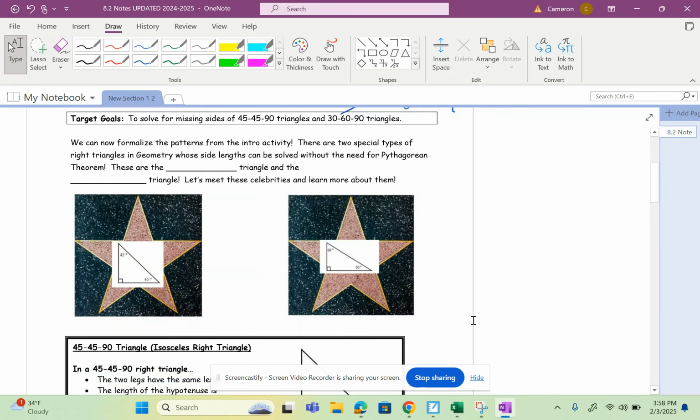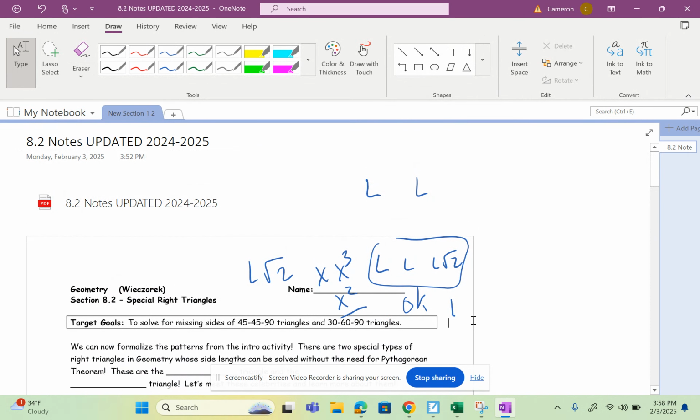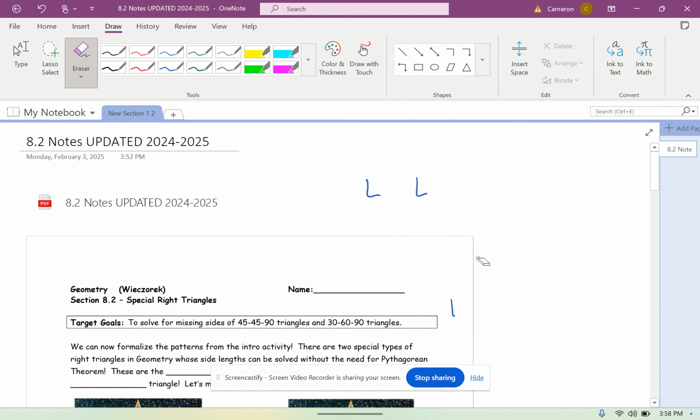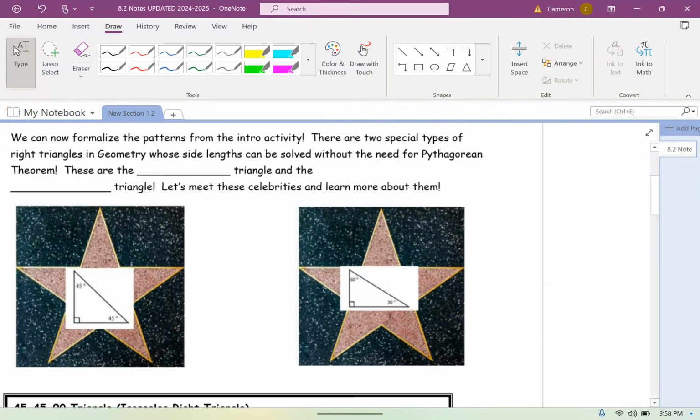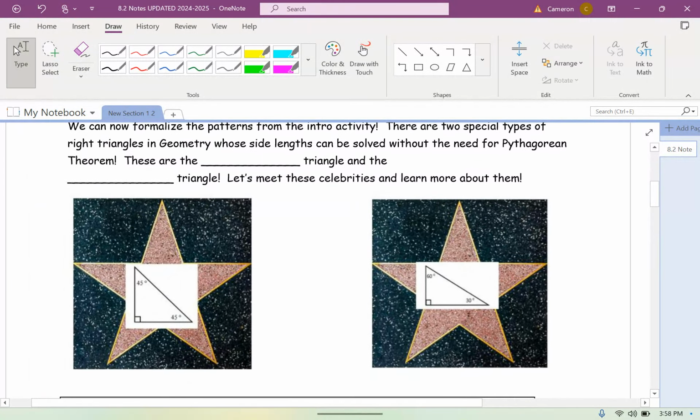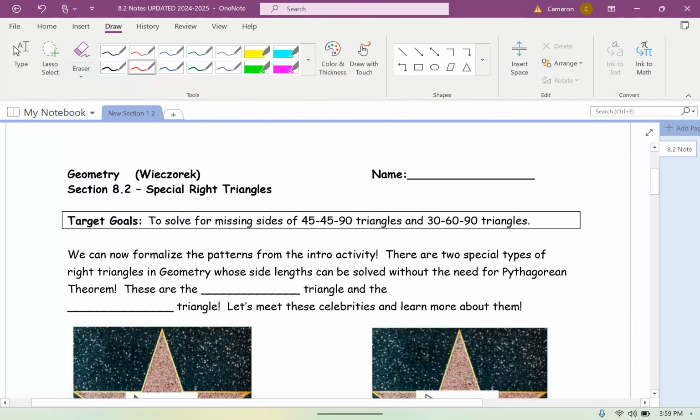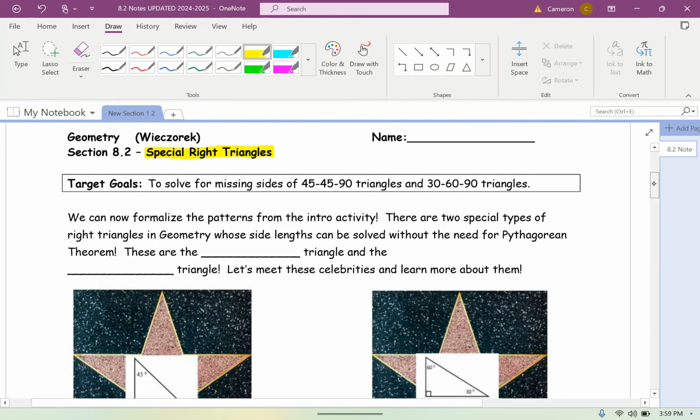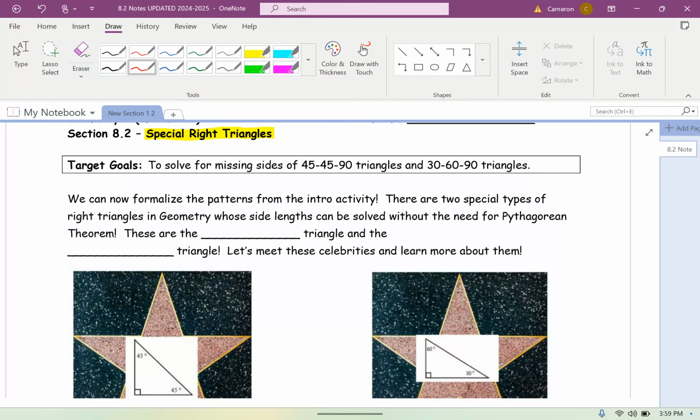All right, so we are going to take a look at the special right triangles here. Let's get rid of this stuff up here. This builds nicely out of the intro activity we did, where we were looking at the patterns in the 45, 45, 90 and the 30, 60, 90 triangle. That's the whole point: we don't have to use the Pythagorean theorem to solve these types of triangles. There are nice patterns that develop once we try enough examples, and that's why I had you try the exercise in your groups before we looked at the notes.